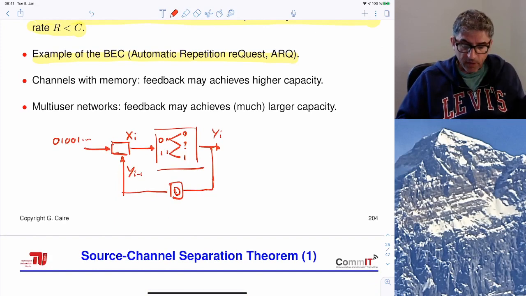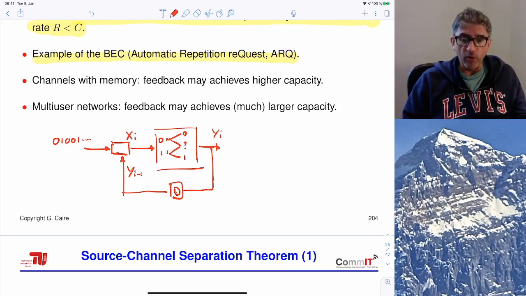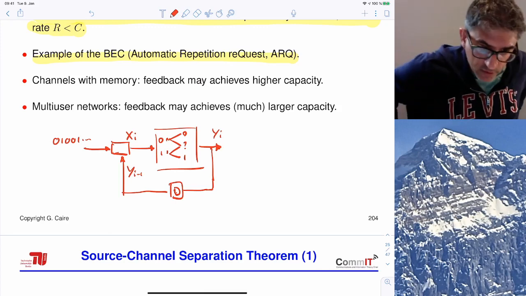So that's super simple. There is basically no coding. It's just repetition. It's an adaptive repetition. Erase, repeat. Non-erase, move forward. What is the rate of this scheme? Now, clearly, at the end, all the bits will be received, because if you have an erasure, you keep repeating until you eventually do not have an erasure.